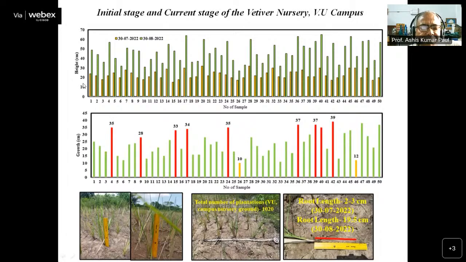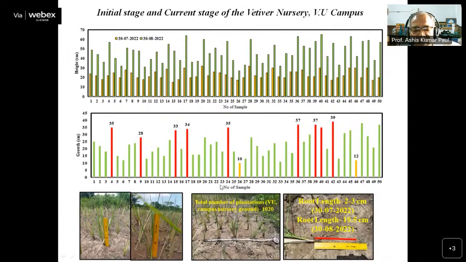When we planted the vetiver grasses, the initial height was just 20 to 24 centimeters. But yesterday, when we measured 50 samples from the entire vetiver grass plantation sites, they were showing 60 to 70 centimeters. The total growth rate we estimated in a few places was 35, 28, 33, 34, 35, 37 centimeters just within 1 month.